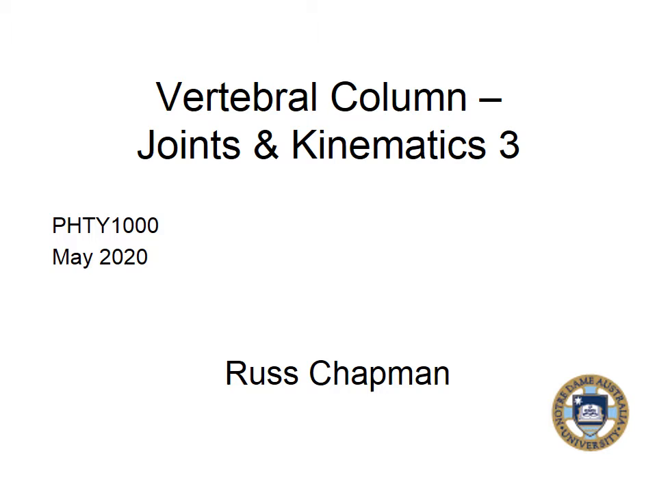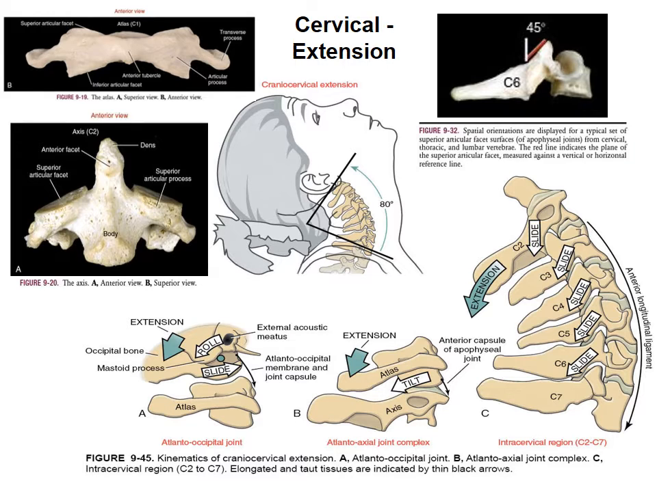Welcome to lecture 3 of our series of short lectures on joints and kinematics of the vertebral column. Now that we understand the basics of vertebral movement through motion segments, we can begin to look at each individual region, what movements are allowed at that region and why.